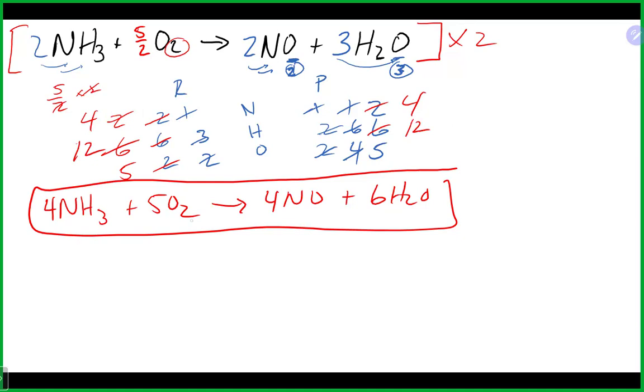I have 5 times 2 is 10 oxygens on the left. And over here I have 4 oxygens. And over here I have 6 oxygens, which is 10. And we are balanced in this case. So this illustrates a good point that you can use a fraction to balance it, but you do need to get rid of the fraction.